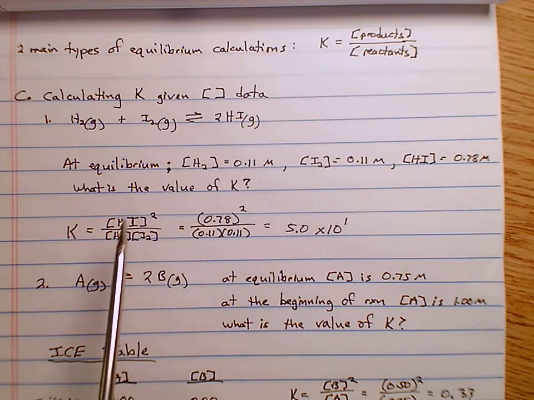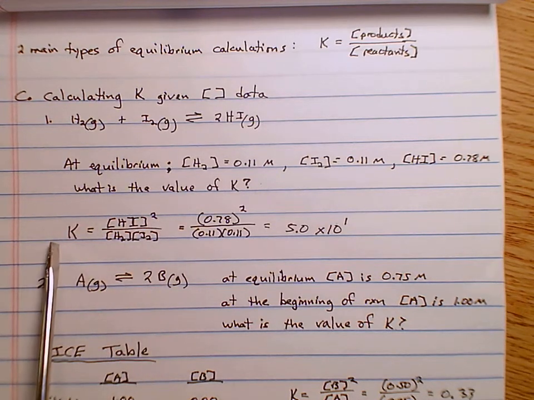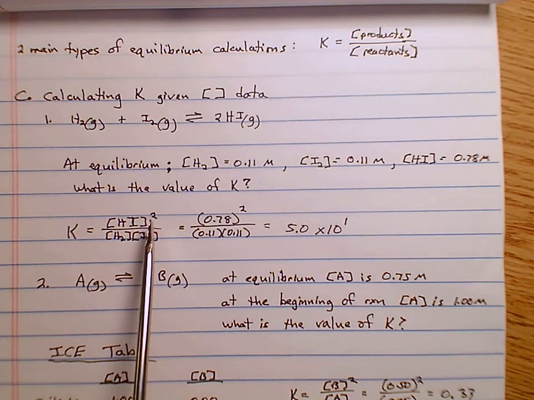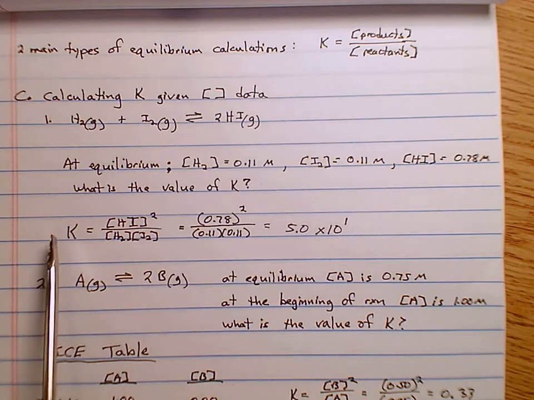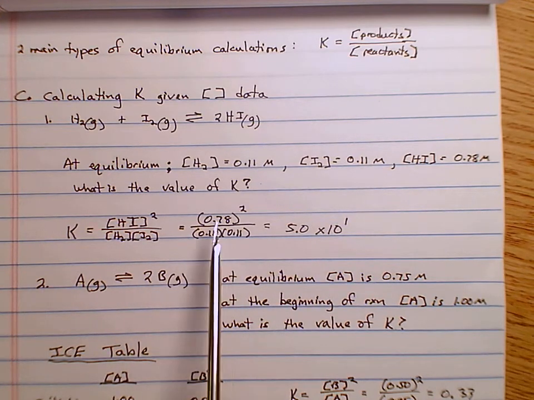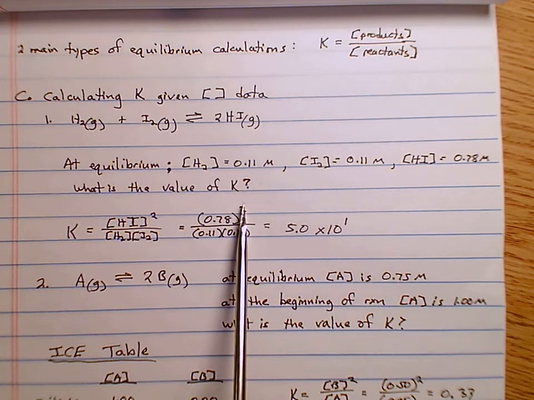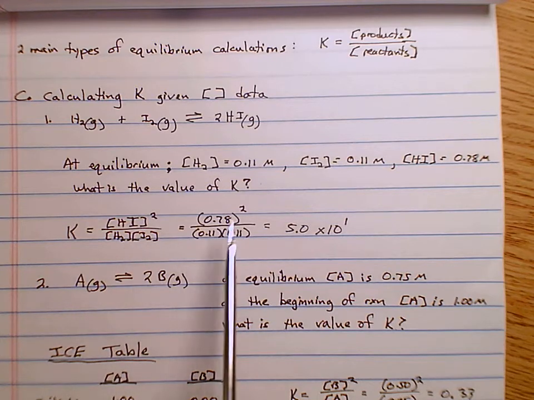Why I strongly recommend writing out this expression first is because the people who don't write out this expression very commonly forget to square this number. People just want to rush through and say, oh, what's K? Oh, it's just products over reactants, and they'll take 0.78 divided by 0.11 divided by 0.11, forget to square it, get the wrong answer, and have a bad day. So write out the expression, and don't forget to square it.